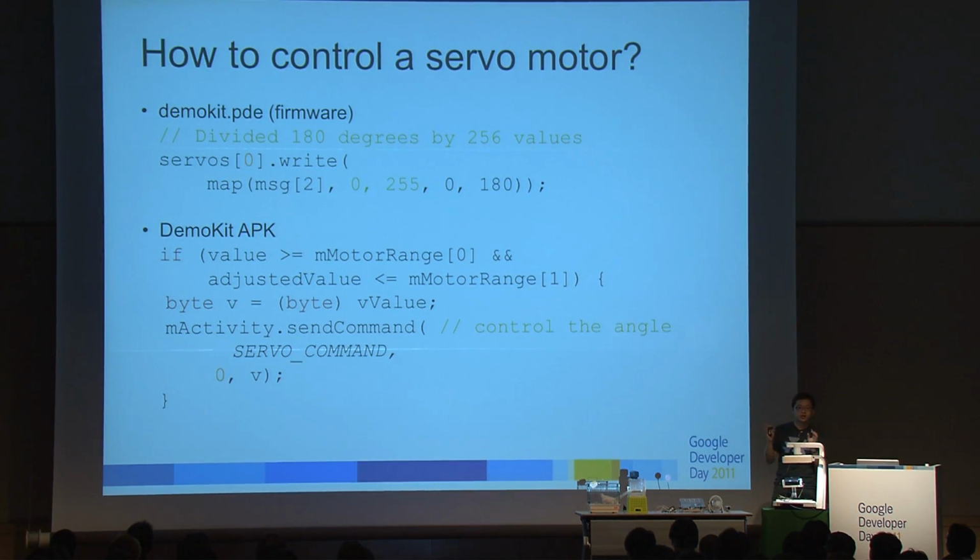Of course, there's some coding to make sure it will go over the range. On the APK side, I'll do some check to make sure the value is within the range, and then I will send the command with that value to the hardware. So that's how I control the servo motor.